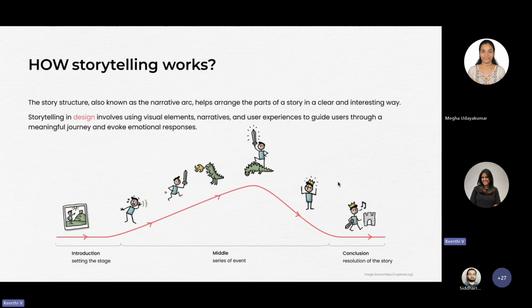And the conclusion. That is where our hero wins the battle. That is where our user uses the solution in real life and actually gives us the feedback. And based on this feedback, we go on with the storytelling all over again. So now we know how to tell a story. But why do we need a story?